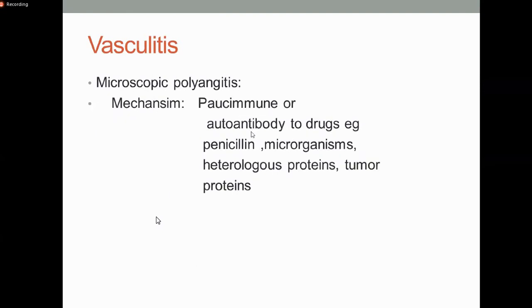Either pauci-immune, or autoantibody to certain drugs, in cases where you give penicillin, which cross-reacts in the body, or if there's an infection with microorganisms that produce streptokinase or any other protein with similar homology, heterologous protein formation, and tumor proteins in cases of tumors as well. This can also result in microscopic polyangiitis. So we need to screen for microorganisms and take the history of drugs as well, and similarly for tumor proteins.